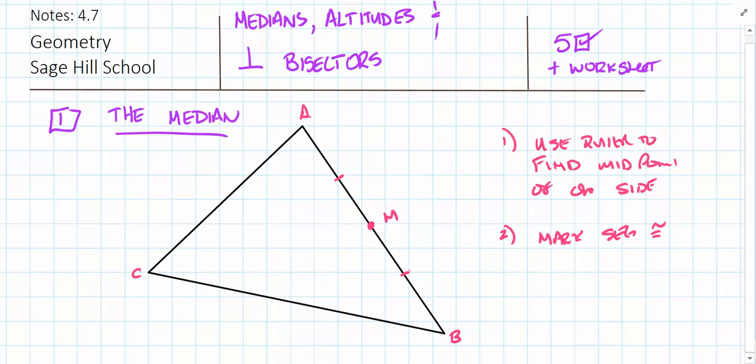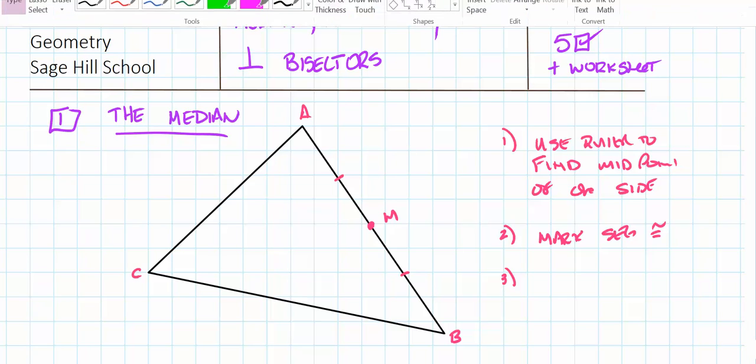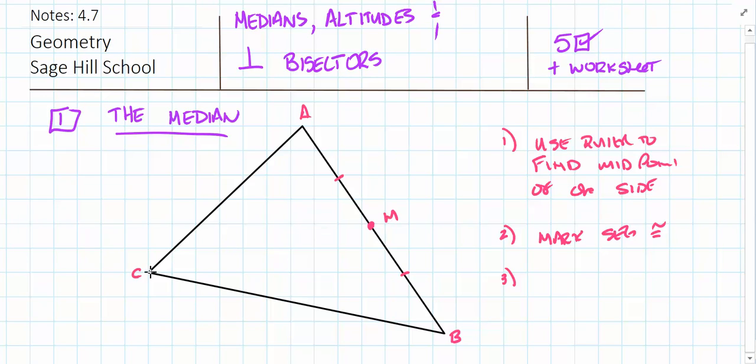All right. Then I would go to the opposite vertex. So which one is the opposite vertex to side AB? It would be vertex C, right? So from vertex C, I would take my straight edge on my ruler, and I would go from vertex C all the way to point M. That is one median. That's a median right there. So what is step 3?